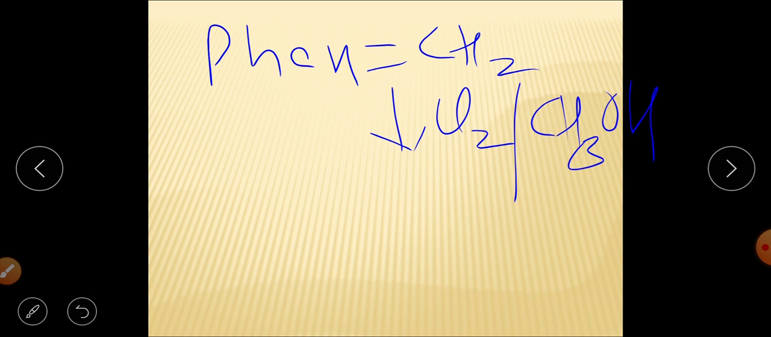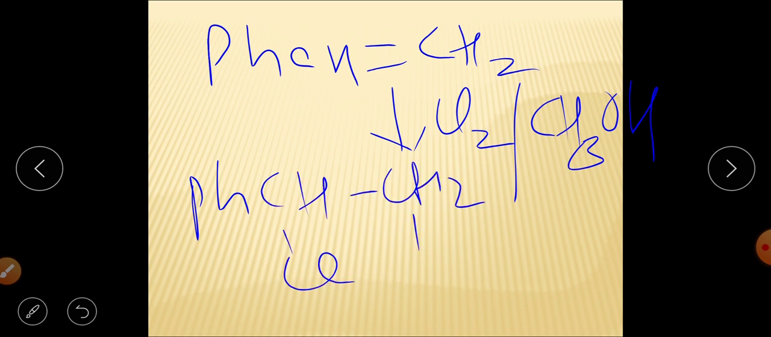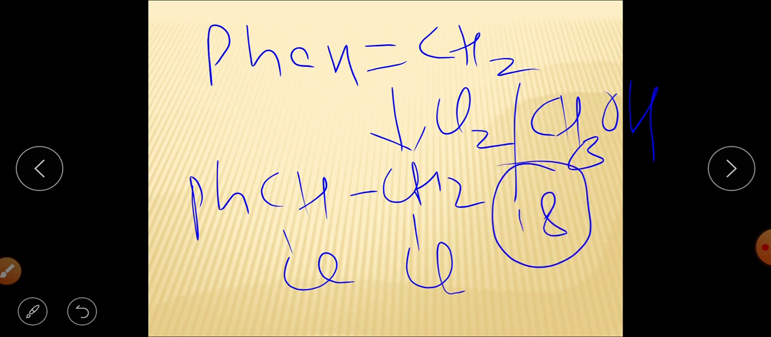So when we are carrying out this reaction, that is chlorination in presence of methanol, at that time you are getting this product, and this product will be synthesized only in 18% amount.